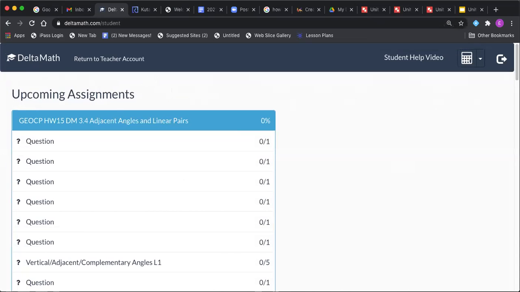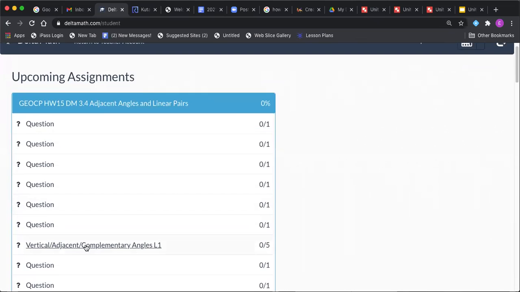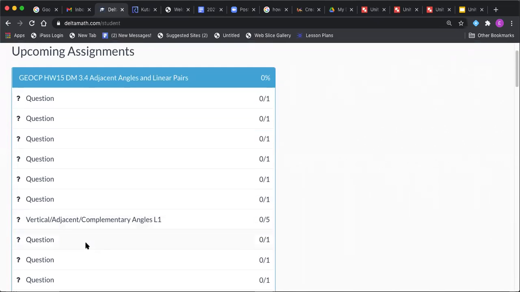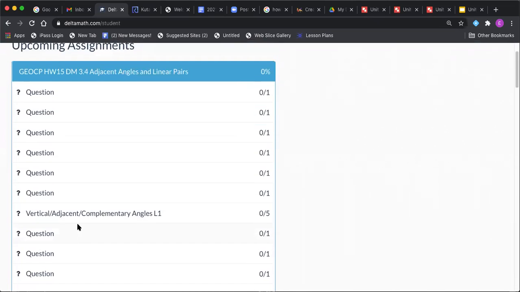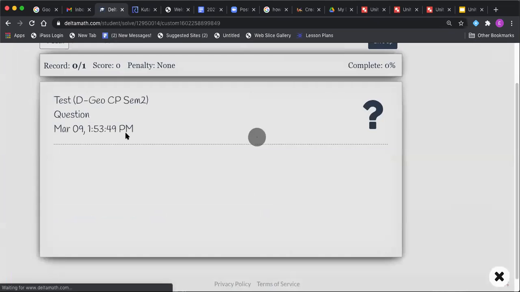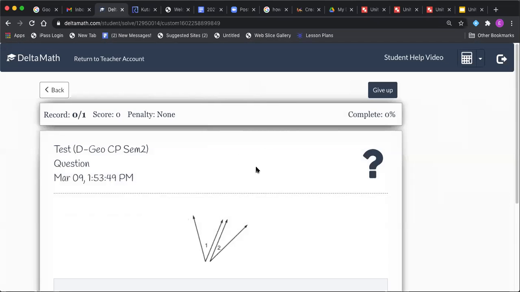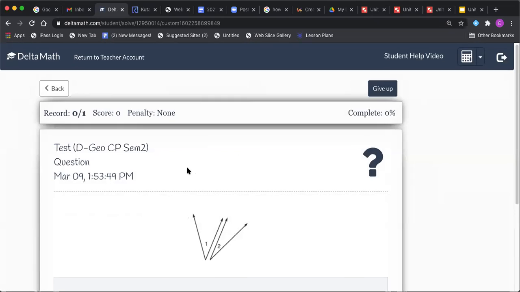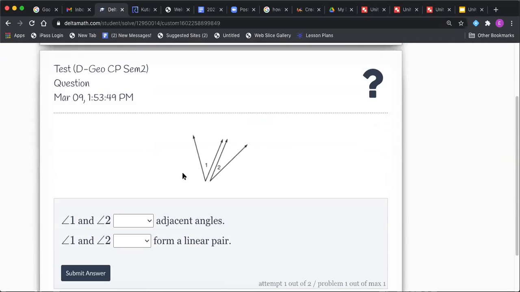Oh, I'm so excited. All right, anyway, so you have homework 15 here, you'll see, and you will notice that you have some questions that I made, and there's only one of these that's the computer-generated stuff. But they should be pretty straightforward. So when you click on one, let's see here. This particular one asks you to identify if the angles are adjacent and if they form a linear pair. So you're going to need to choose from the drop down for each of these.